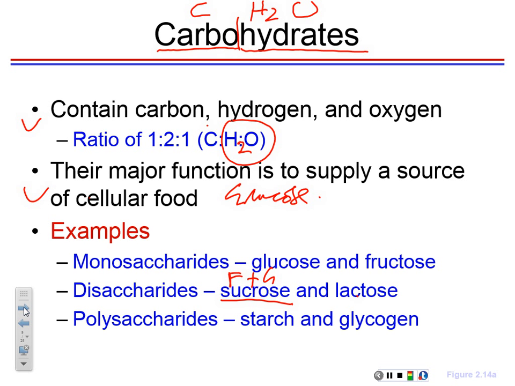And then lactose. We said glucose is one. Okay, what's the other one? It sounds like lactose.